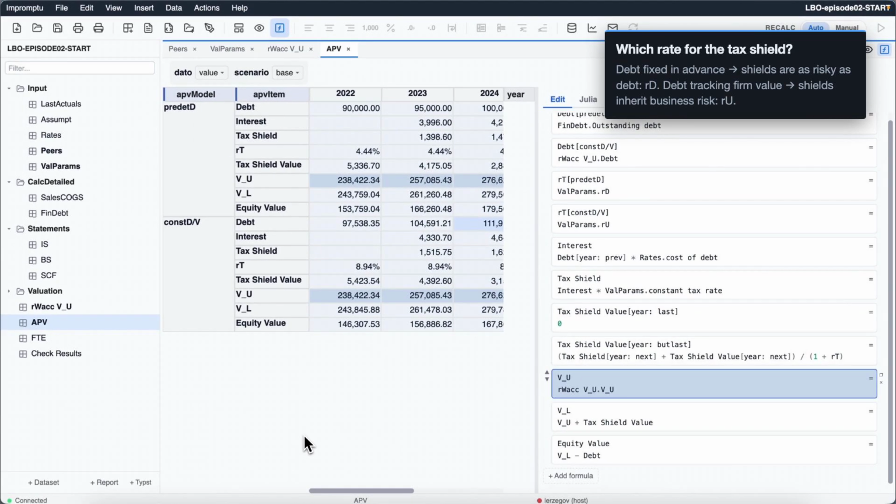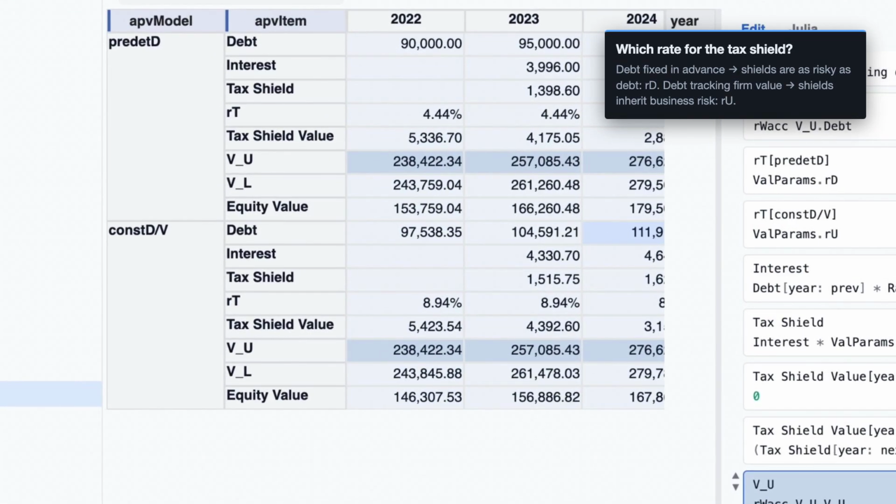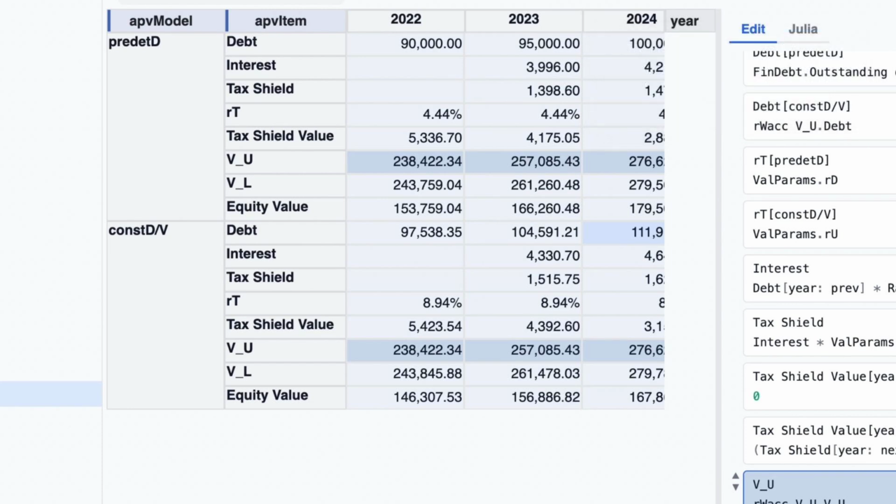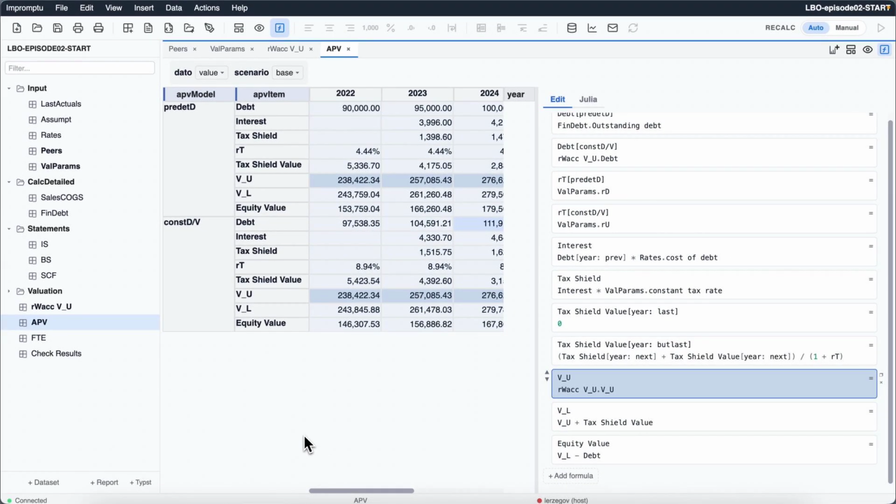There's the result. The constant ratio equity comes back to 146,307, matching the benchmark exactly, as it must. And the fixed schedule equity, 153,000, higher, and now you know exactly why.